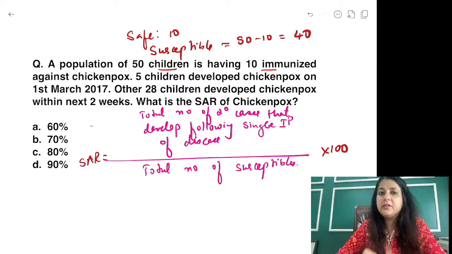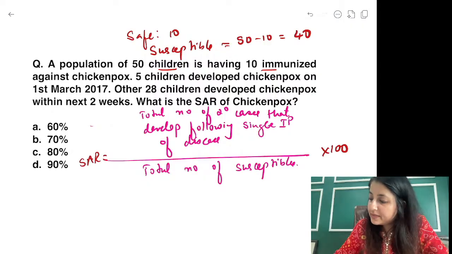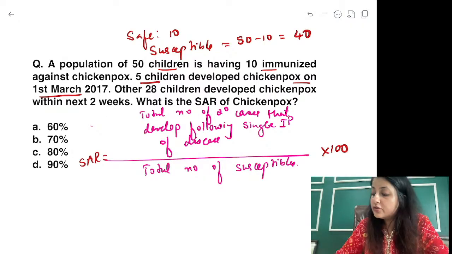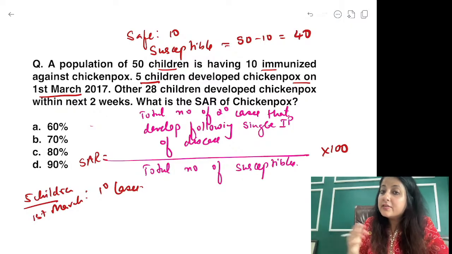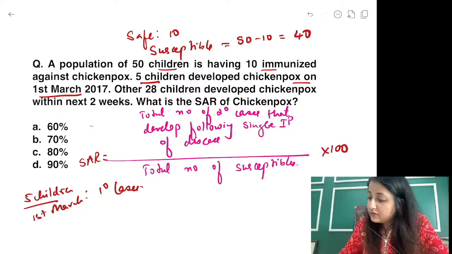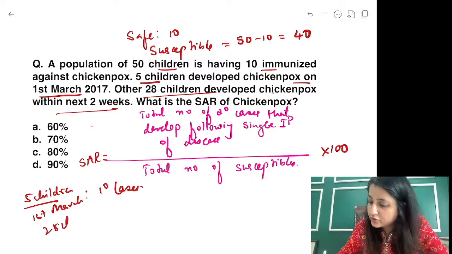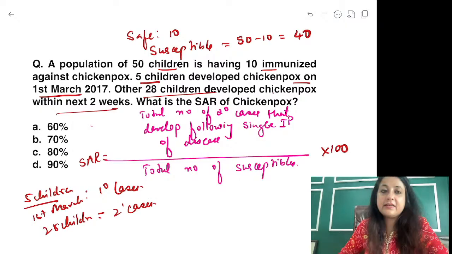40 are susceptible. Do you all agree? Now what happens? 5 children develop chickenpox on 1st of March. So these 5 children who develop chickenpox on 1st of March, जिनको chickenpox होता है guys, ये क्या है? Primary cases. So now following them, 28 children developed within the next 2 weeks. So these 28 children are what, everybody? They are your secondary cases.